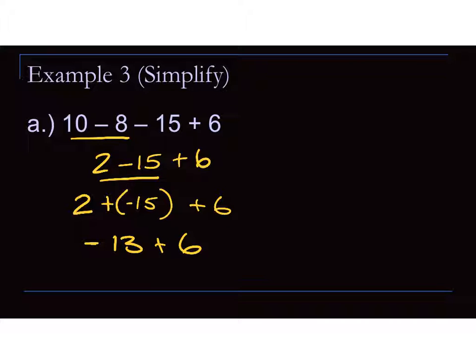One's positive, one's negative. Is the answer going to end up being positive or negative? It's negative, because I have more on the negative side than I do on the positive side. So we've got a negative. And now what do I do with the 13 and the 6? Subtract them and I get? Beautiful.